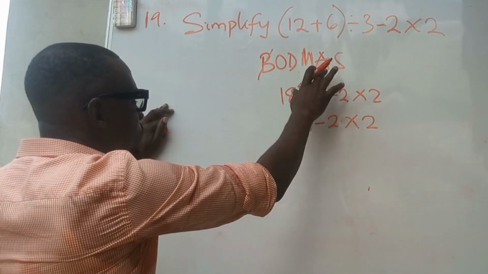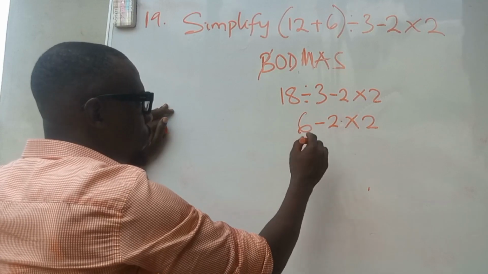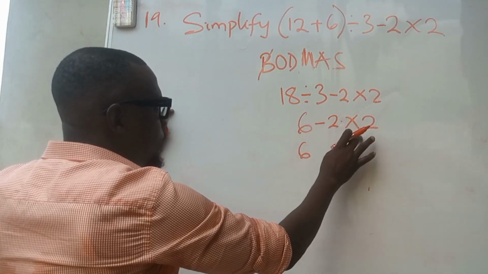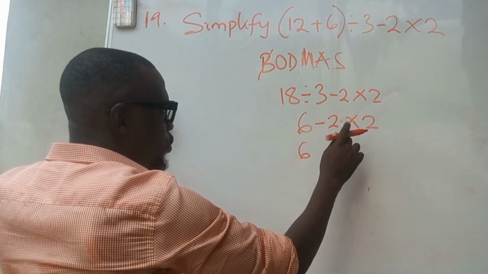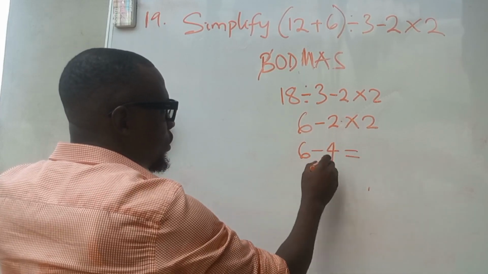So in BODMAS, multiplication comes before subtraction. So you're going to say minus 2 multiplied by 2. That's going to be minus 4. So the answer will be 2.